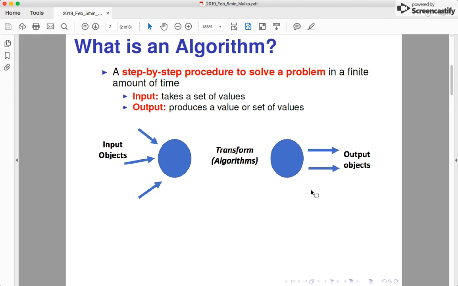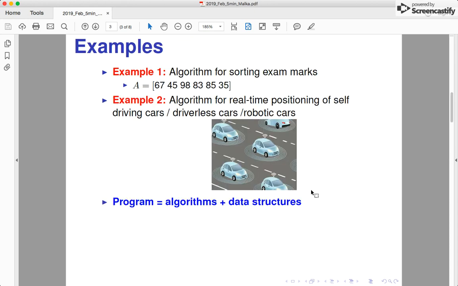First, try to understand what an algorithm is. It is a step-by-step procedure to solve a problem or a task in a finite amount of time. Most algorithms transform input objects into output objects. The input takes a set of values, the output produces a value or set of values. Let's consider a very simple example, such as sorting exam marks of algorithm subject. A is an array of unsorted marks. We can develop an algorithm or step-by-step procedure to sort this array in ascending or descending order.